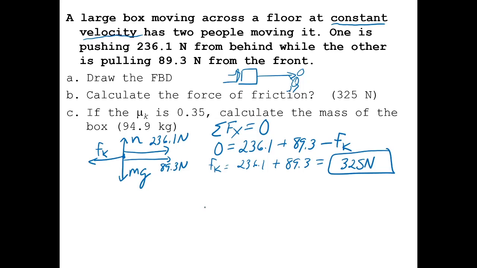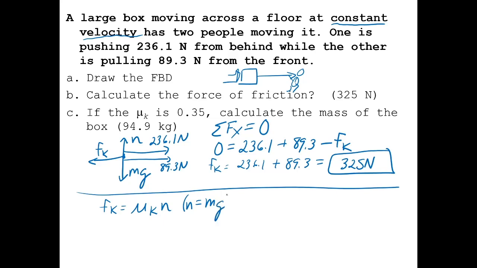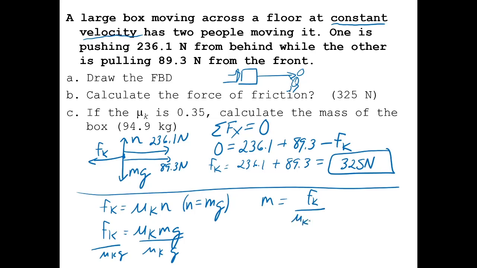Now C says the mu k is 0.35. Calculate the mass. Friction is mu k times the normal. In this case, the normal goes up, the mg goes down. So we're safe saying that the mg has to exactly balance the normal force. So friction is mu k times mg. Oh, we want the mass. Let's divide both sides by mu k g. So mass will be the force of friction over mu k times gravity.